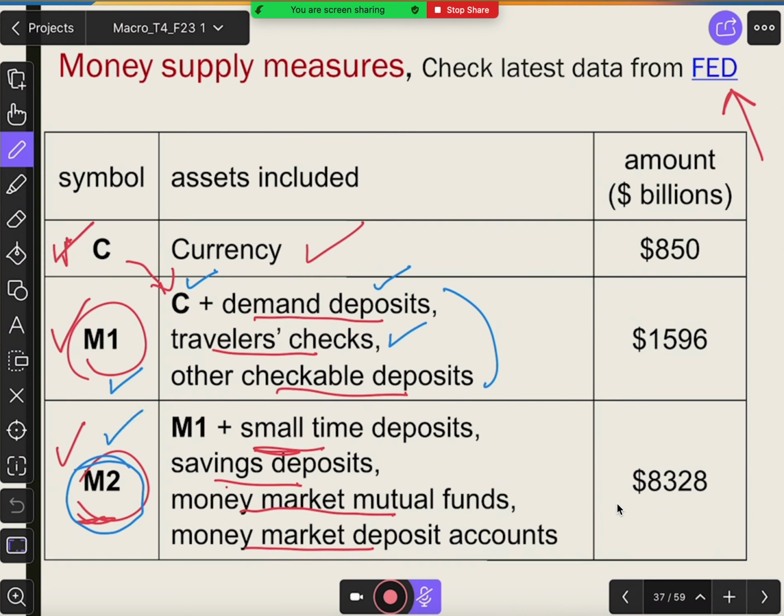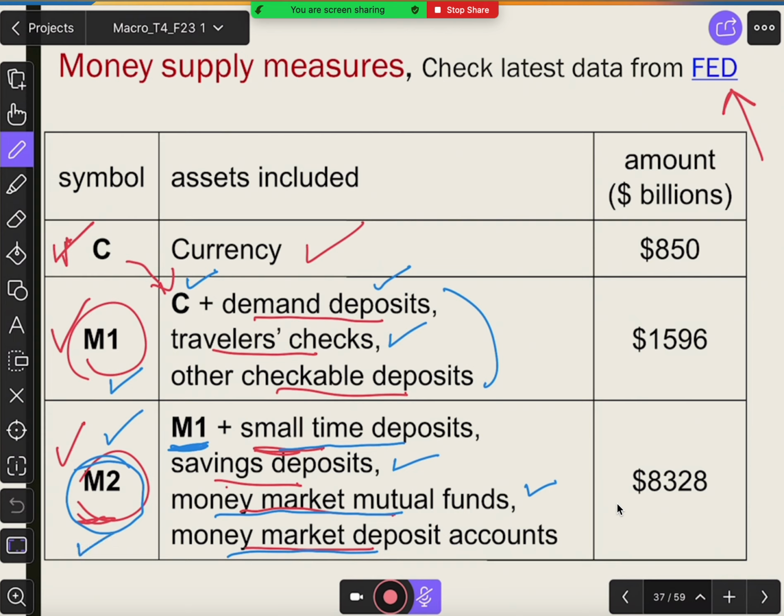They basically refer to M2, which is everything in M1 plus small time deposits like CDs, certificates of deposit. So it has small denominations for a relatively shorter period of time, or savings deposits for a relatively longer period of time, or that probably have more restrictions on how many transactions you can make per month, for example. And then you have the money market mutual funds. This is the short-term securities investment. And the money market deposit accounts, and this is relatively for a longer period of time.